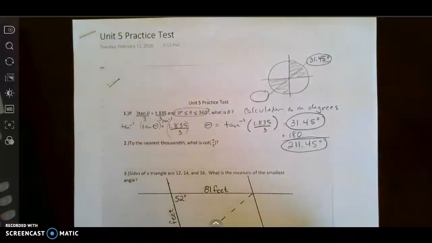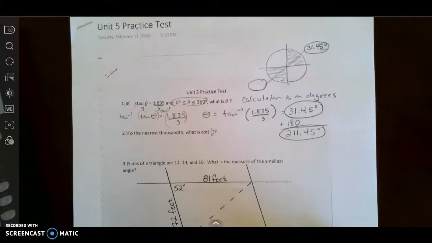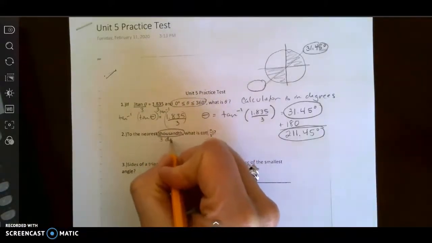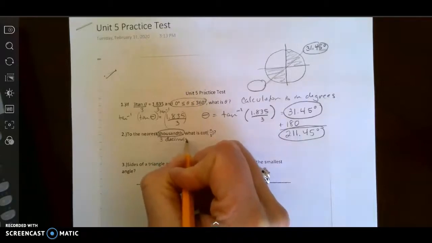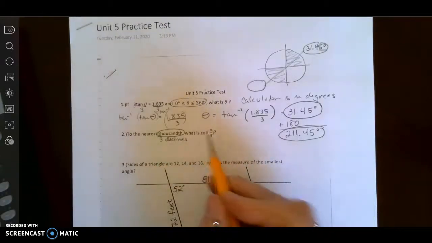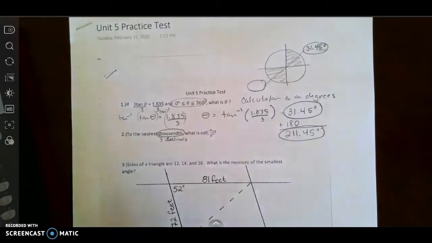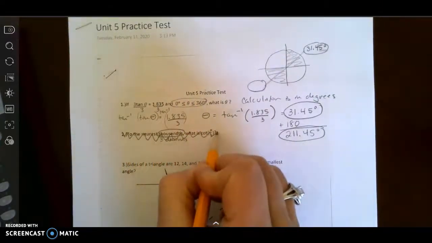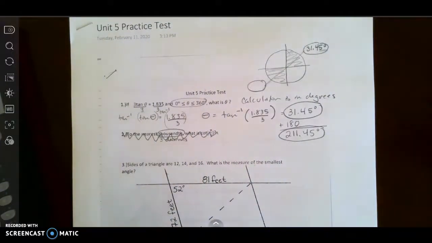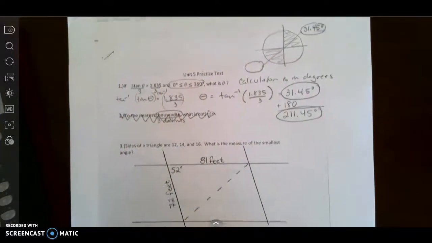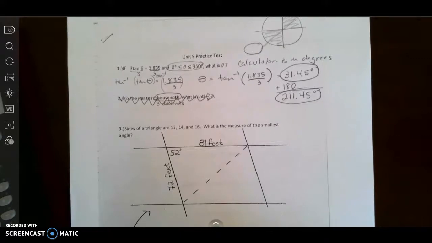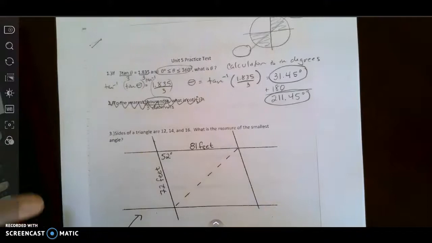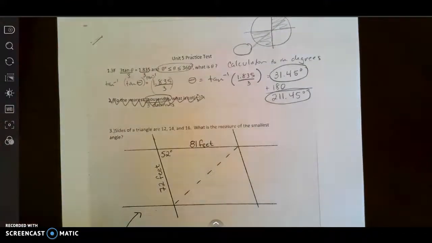Okay. Number 2 says to the nearest thousandth, so that's 3 decimals. What is the cotangent? Oh, I get to skip this one because we did not do cotangent. So you get to skip number 2. All right, the third question. The sides of a triangle are 12, 14, and 16. What is the measure of the smallest angle?